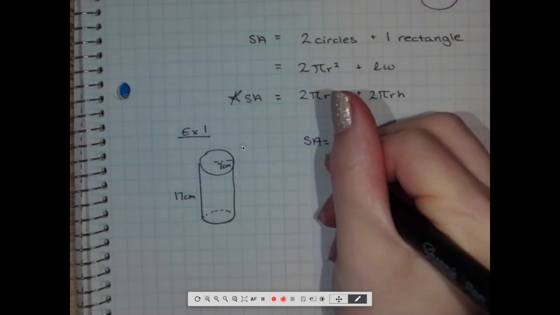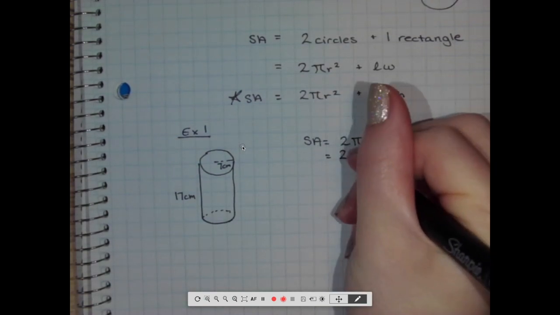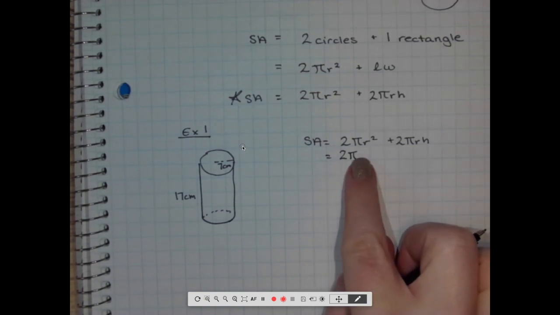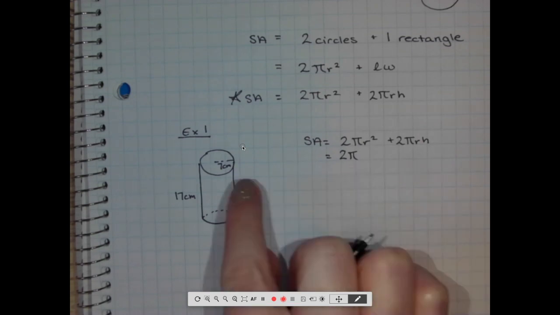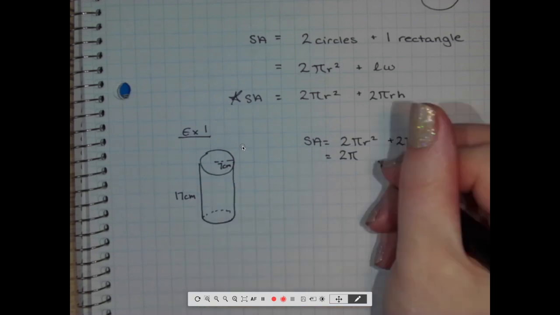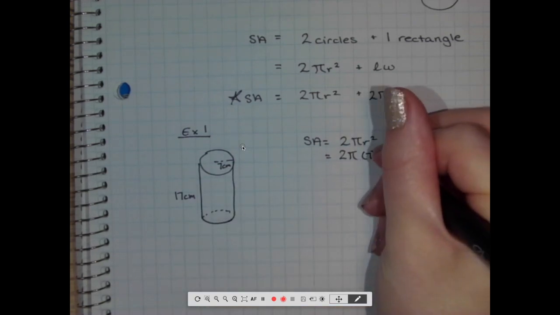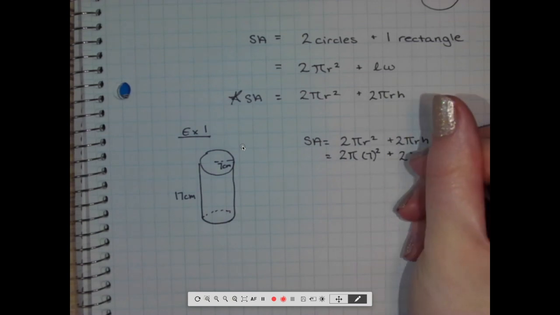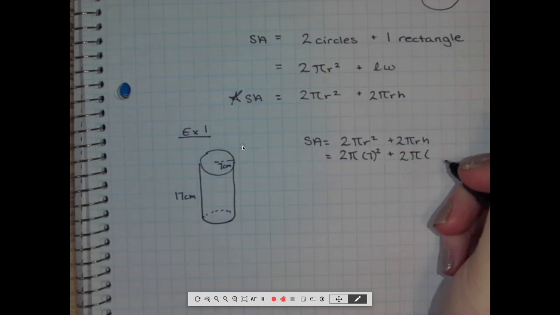So the 2 will stay a 2. Pi will stay as pi. I will show you why I keep writing it just like this. It will make it easier and better for your calculations later on. And my radius was 7. And that 7 will end up being squared. Then that 2 will stay as 2 pi. My radius was still 7, and my height was 17.